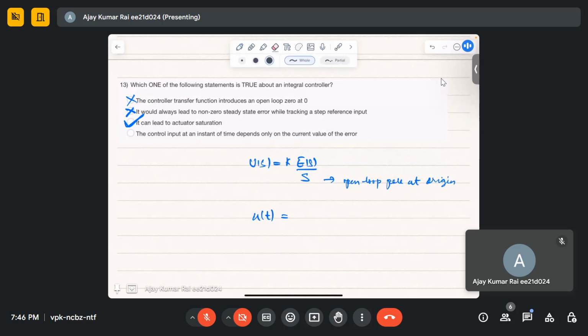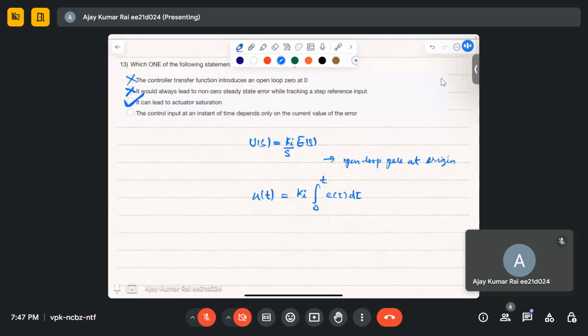This is actually the transfer function Ki by s into E(s), that is, Ki times the integral from 0 to t of e(tau) d tau. You are integrating the error over time, right? So this is u(t), right?